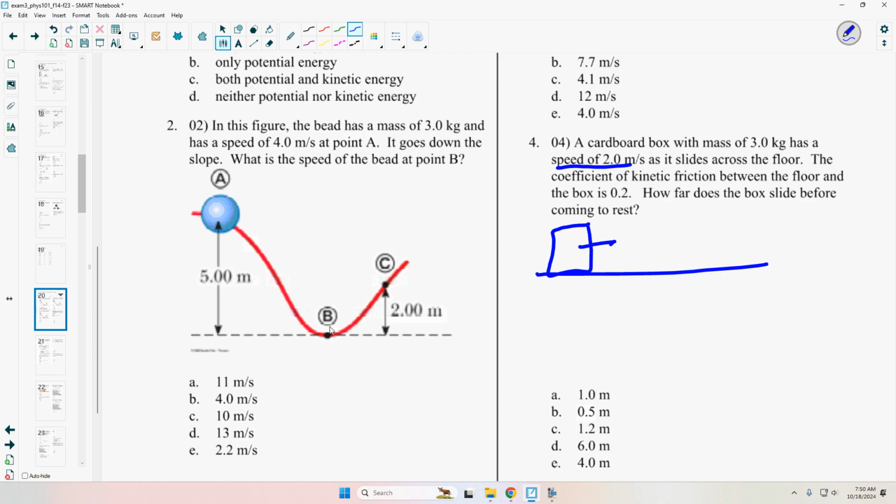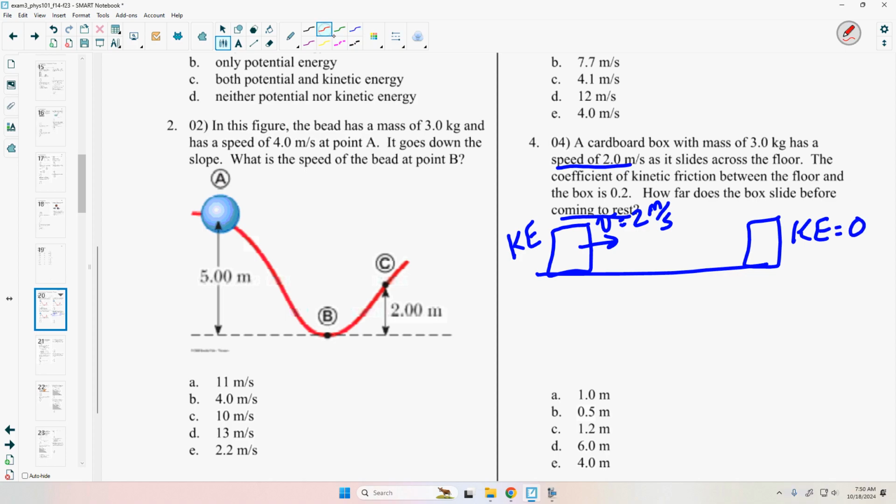As it moves across the floor, it has a velocity of 2 meters per second. And the type of energy that it has, because it has that speed, is kinetic energy. So it has a certain amount of kinetic energy. But I want to know how far it slides before it comes to rest. So at some point over here, the kinetic energy will all be gone.